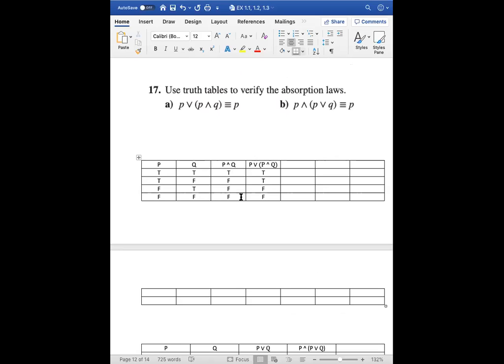All right. So we notice that these values are exactly equal to these values, which is P itself. So in other words, we can say that this statement here is just equivalent to this P here. So we just proved the absorption law.